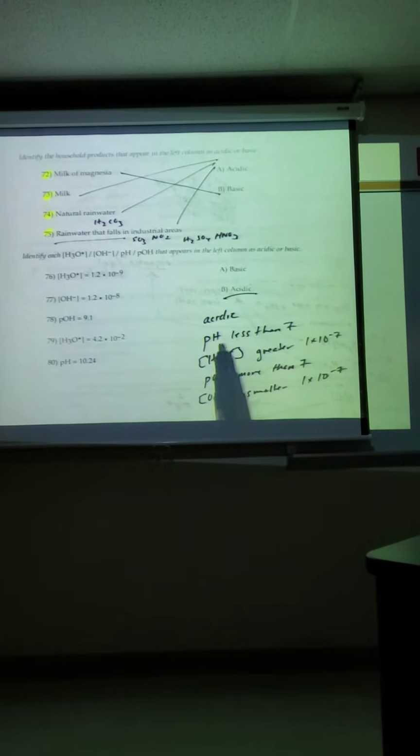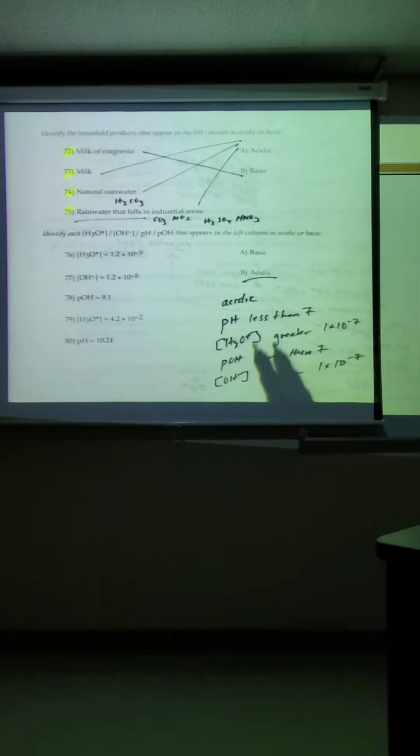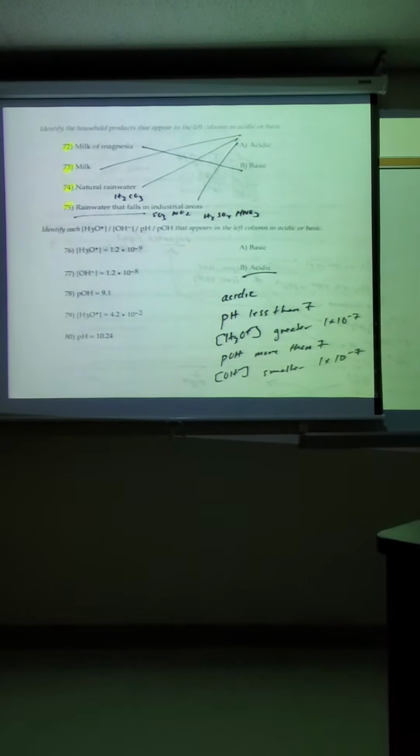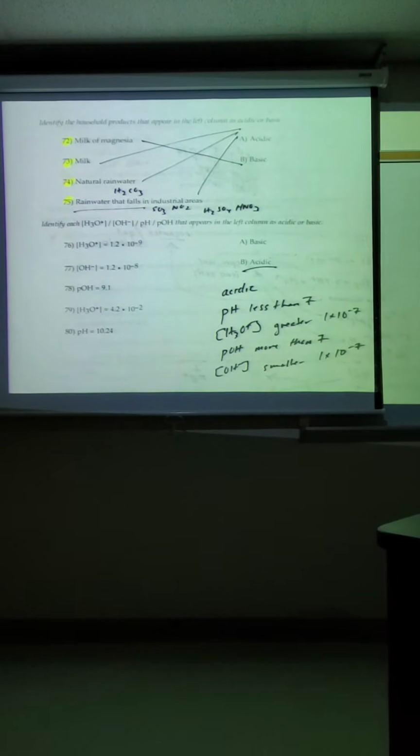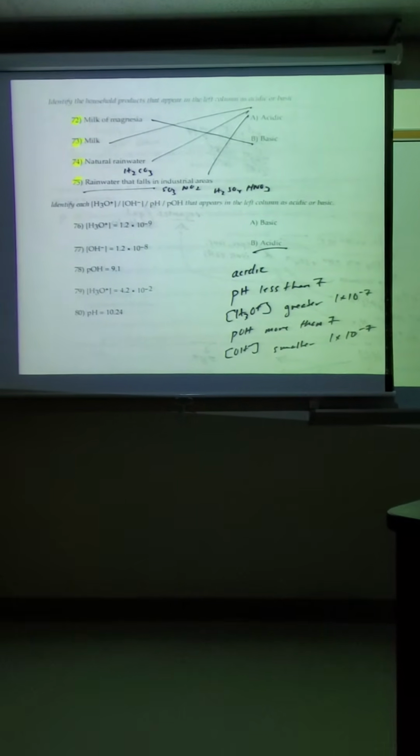So for basic, you'd have a pH that's greater than 7, hydronium less than 1 times 10 to the negative 7, and pOH less than 7. Hydroxide ion should be very concentrated, so it should be larger. So this could be the exact opposite for basic as you go through those. So now it's time to check them and submit them. And then now worry about week 12.